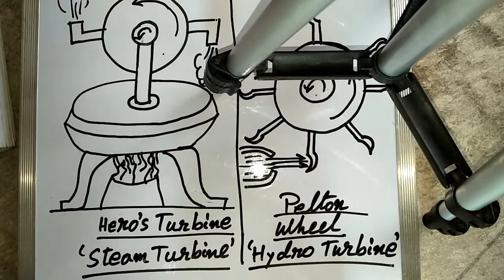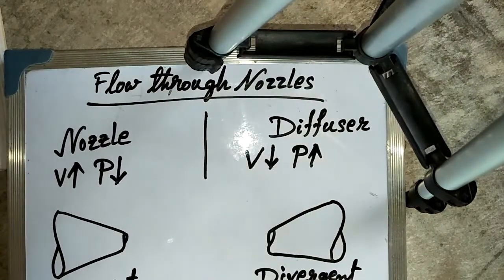Let's start with the flow through nozzles, and see what kind of changes in velocity, pressure and density happen in the nozzles. So let's talk about the flow through nozzle.